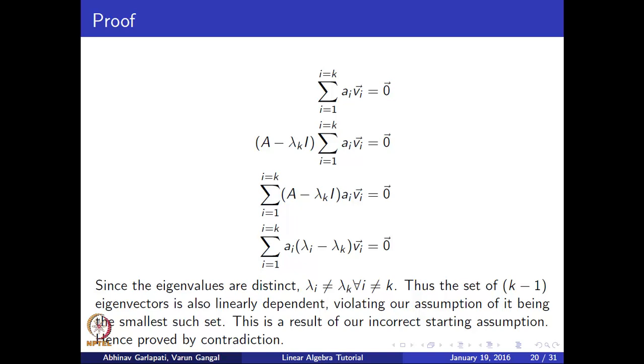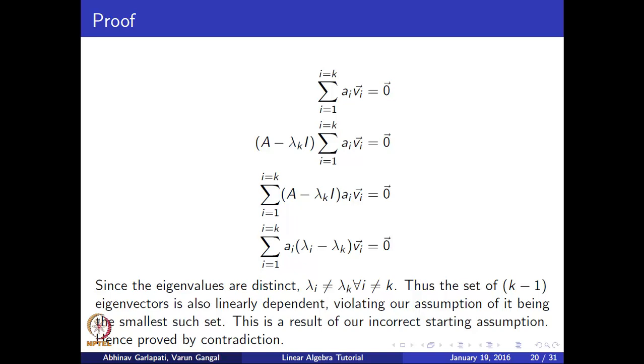Since the set is linearly dependent, this means there exist real constants ai such that the summation of ai Vi equals 0. Now let's multiply both sides of the equation by (A minus lambda_k I). Since Vk is an eigenvector of A, (A minus lambda_k I) Vk will be equal to 0. We can understand this from the characteristic equation. Hence, the term corresponding to Vk disappears from the equation, since it goes to 0.